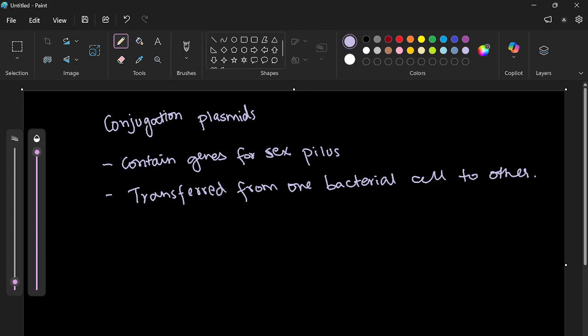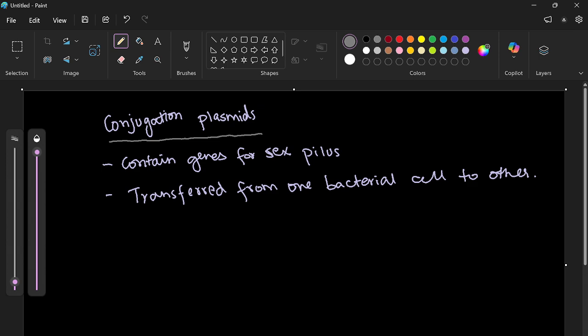Okay, so just note that there are other types of plasmids as well. These are one of the plasmids which are specifically made for this function, for the conjugation process, okay? So now I'll be discussing the process in detail.